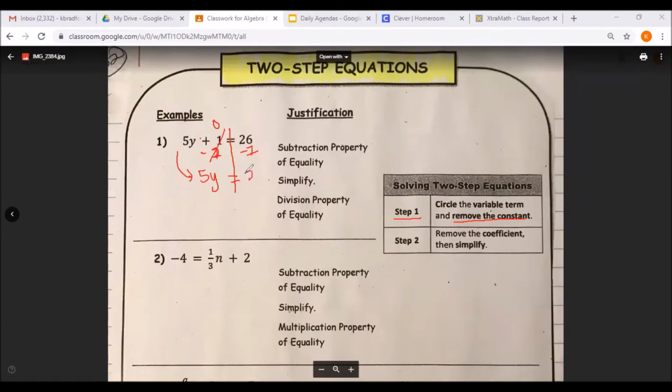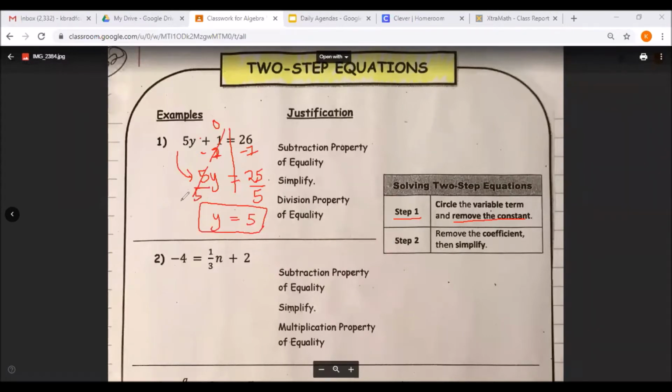26 minus 1 is 25. And then from here, it's a one-step equation, and we're going to cancel out the 5 by using the division property of equality and divide both sides by 5. And the 5s cancel out to a 1, and 25 divided by 5 means that y equals 5.